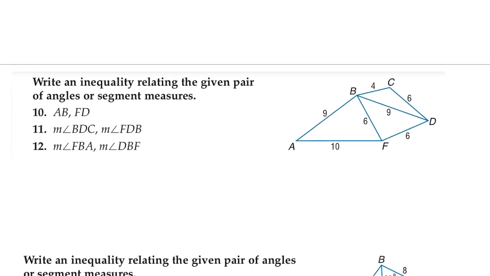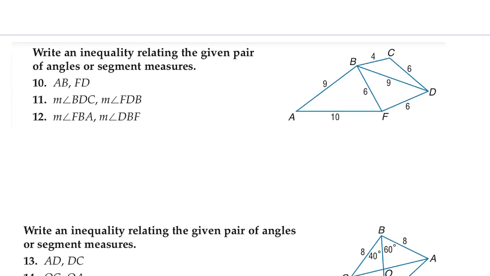Interesting. Okay, so write an inequality relating the given pair. Well, the first one says AB and FD. It literally gives you AB is 9, and it gives you FD is 6. So that was easy. AB is bigger than FD. So I'm just going to circle the bigger one. That one's bigger. Okay, that was a silly question. Now let's go to the next one.